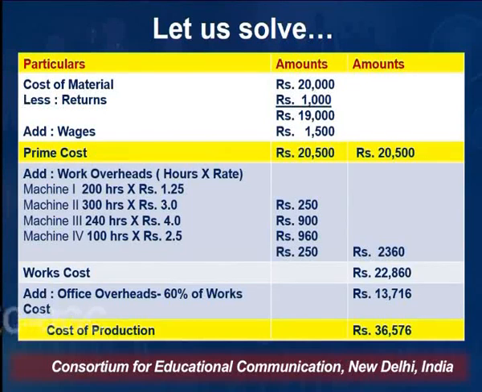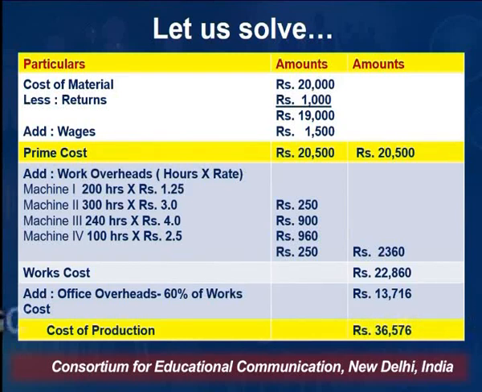And the rate was also mentioned in the question. So for machine A, for instance, the 200 hours are multiplied by 1 rupee and 25 paisa per hour, because that is the hourly rate. For machine 2 it is 300 hours into 3.0. For machine 3, 240 hours into 4, and for machine 4 it was 100 hours into 2.5. And when we multiply, the value comes to be 250, 900, 960 and 250 rupees.